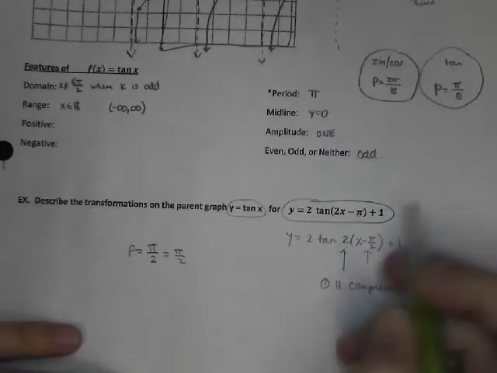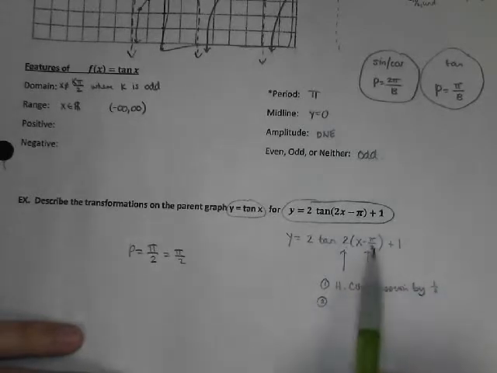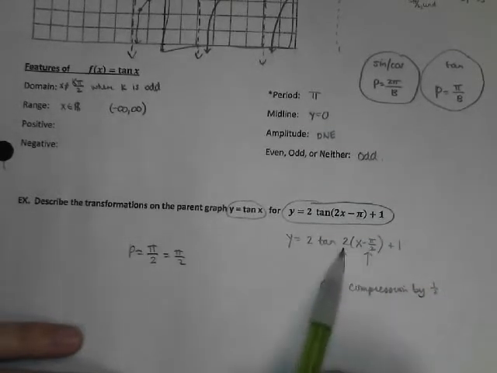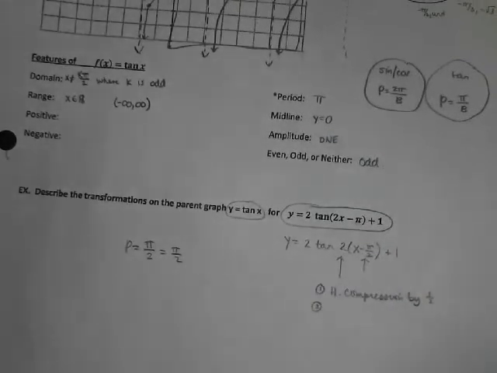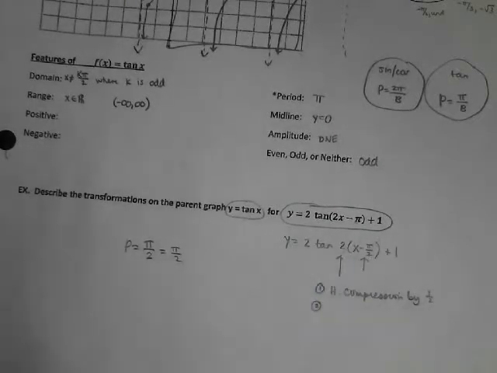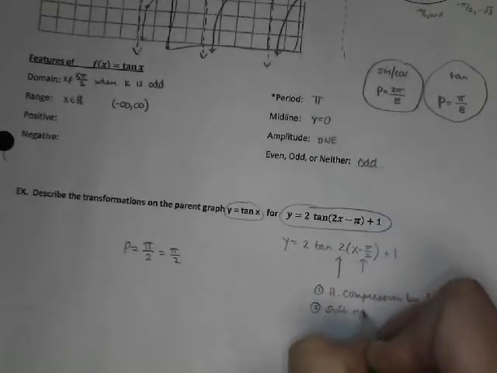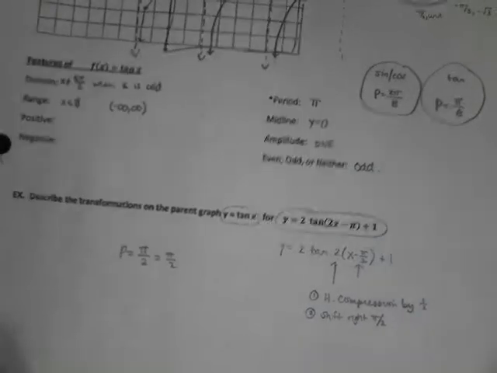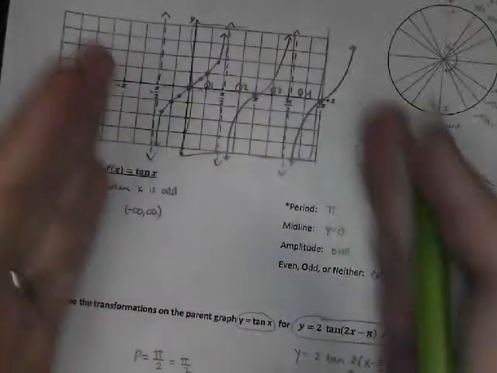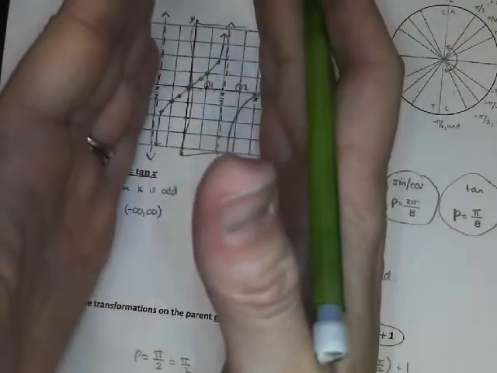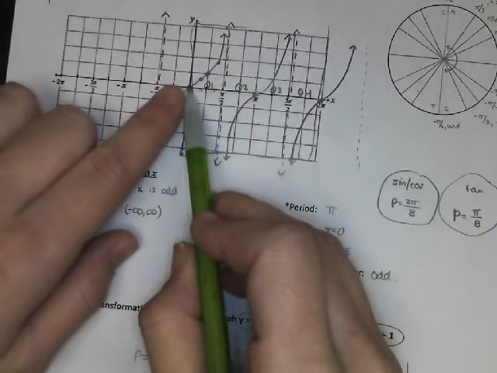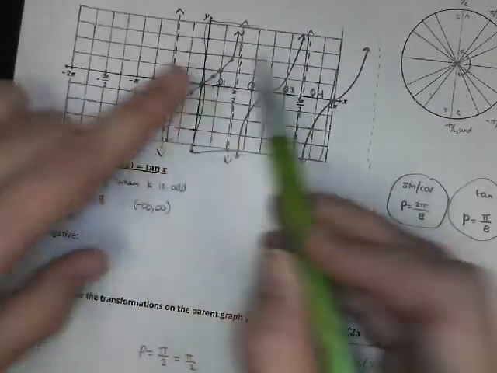Then this comes second. Remember, in order of operations, that would actually come first, and that would come second, but horizontal does everything backwards. So this got shifted right, pi over 2. So we would compress everything first. We would take this graph and compress everything first, and then shift the starting point over pi over 2.